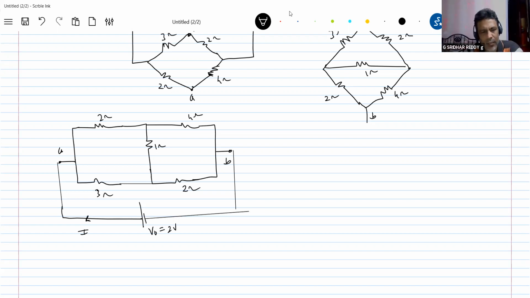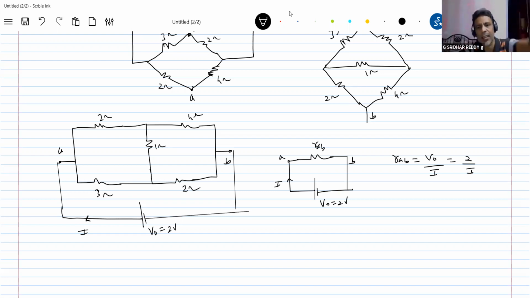I'll calculate the current. Everything it will see like this, A and this is B, RAB. And I'll find out the current through it. I know V naught equals 2 volt and I'll get a current I. If I can calculate current I, then RAB should be equal to V naught by I. V naught I know, 2 volt. If I can calculate the current through the cell, I'll substitute and I'll get RAB. Then I'll get the required answer.